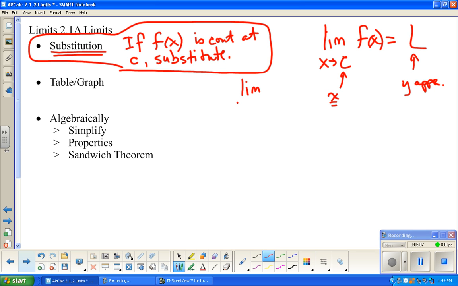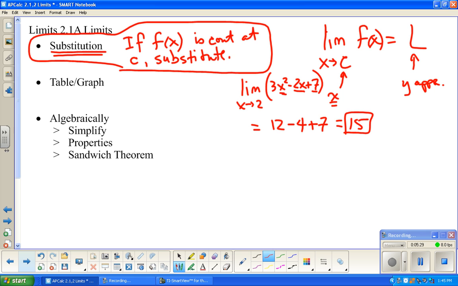For instance, I could do the limit as x approaches 2 of, let's say, 3x squared minus 2x plus 7. Okay, so 2 squared is 4, times 3 is 12. 2 times 2 is 4. And 7 is still 7. Isn't that amazing? So I'm thinking that's 15. So the limit as x approaches 2 of that is 15. It really is that easy when it's continuous.